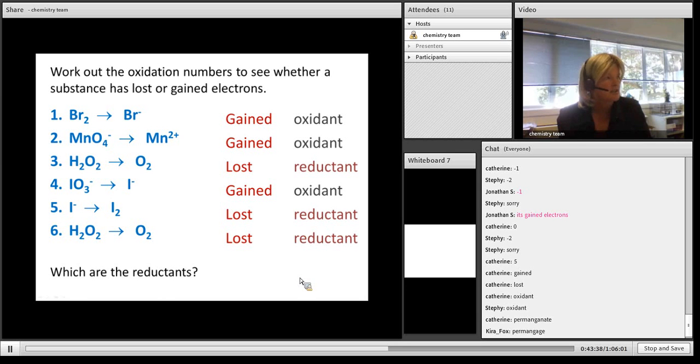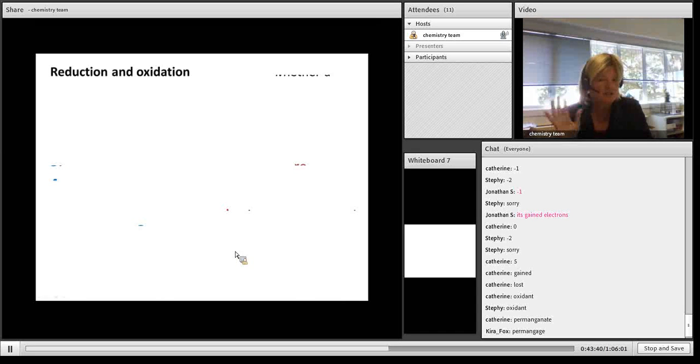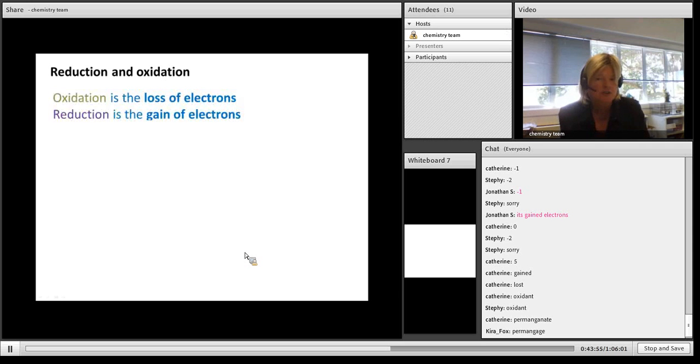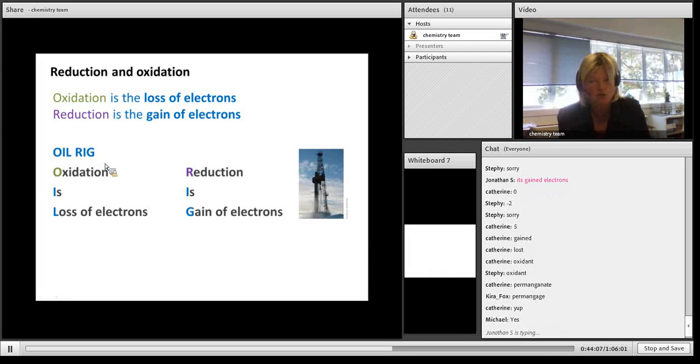Right, so put that in the back of your mind of reductant and oxidant, because now I want to look at 2 other terms, reduction and oxidation, and they're different. I think the easiest is just to learn this by mnemonic first of all. Oxidation is loss of electrons, reduction is gain of electrons. So the mnemonic you use is OIL RIG.